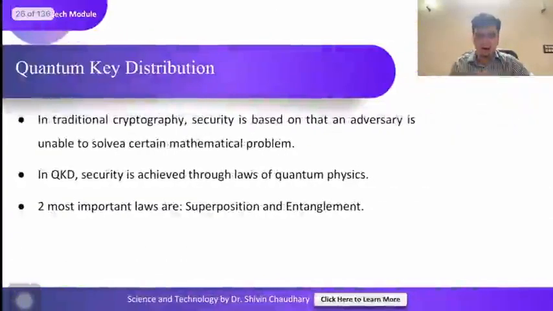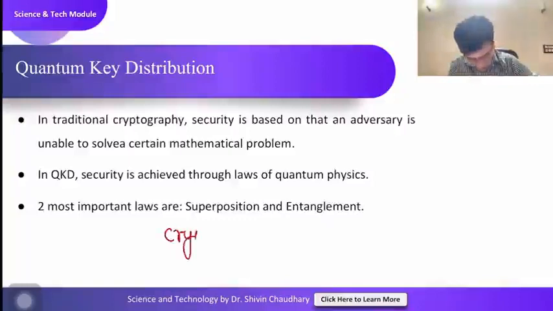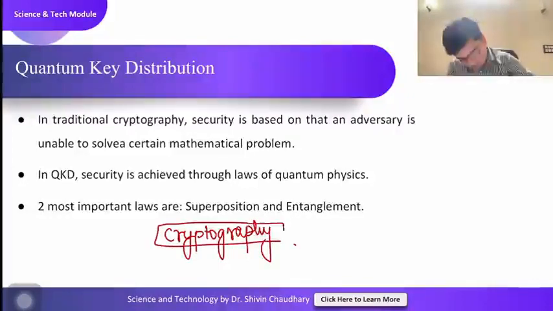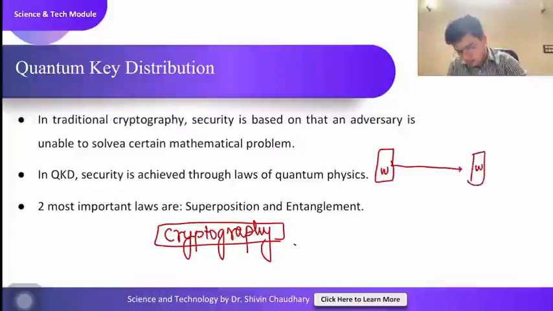Okay. All right. Now let's understand quantum key distribution. First I have to tell you what cryptography is, or what encoded messages or end-to-end encryption that you read about basically is. It is basically that, let's say I'm sending a message to my father on WhatsApp, right?